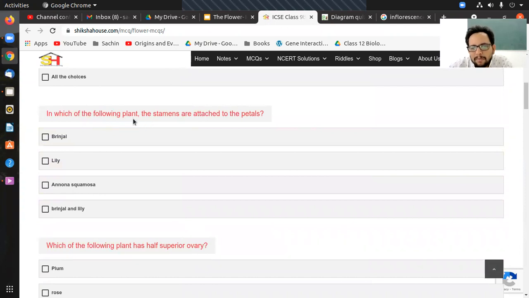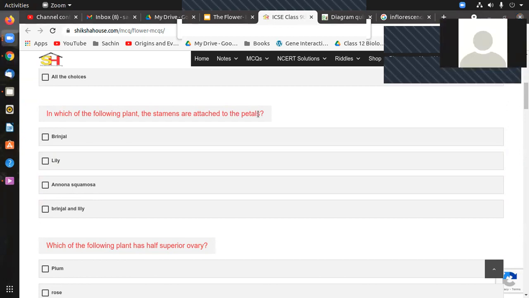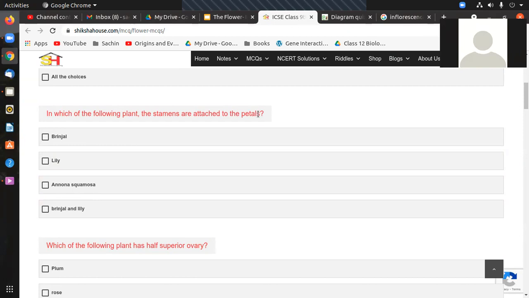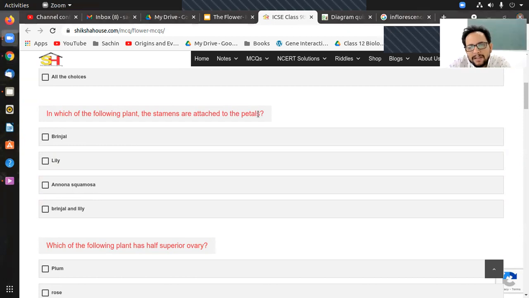In which of the following plants are the stamens attached to the petals? This is more of a general knowledge question now. Anyone can answer this. Yajnesh? Sir, I haven't seen Anonas squamosa, but I'm guessing brinjal and lily, or only brinjal. So the stamens are attached to the petals. That means from the corolla itself, the stamens are coming out, not from the surface, but at the base.